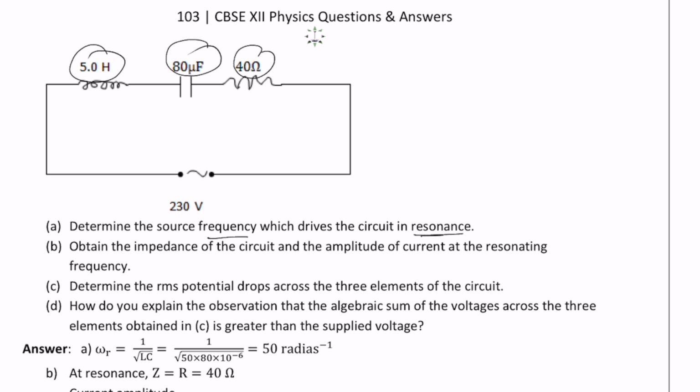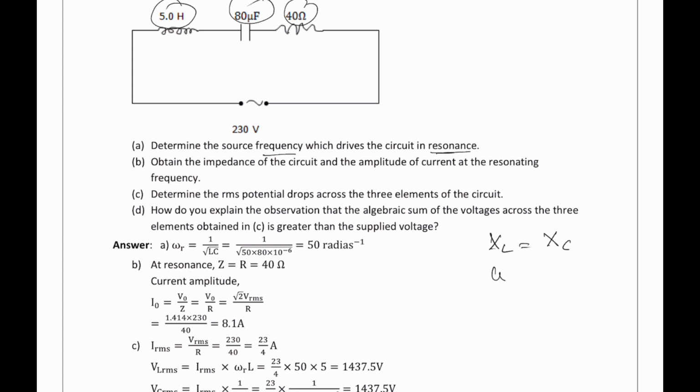So at resonance what happens? At resonance XL is equal to XC. So XL is omega L, XC is 1 by omega C. So omega square is equal to 1 by LC. So omega is equal to 1 by root over LC, correct? So this is 50 radian per second. At resonance the only impedance is the ohmic resistance, which is 40 ohm. Current amplitude is equal to voltage divided by the total resistance.